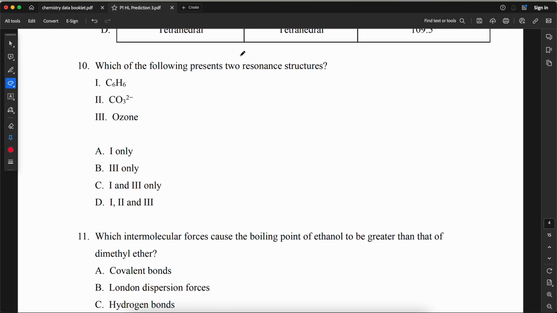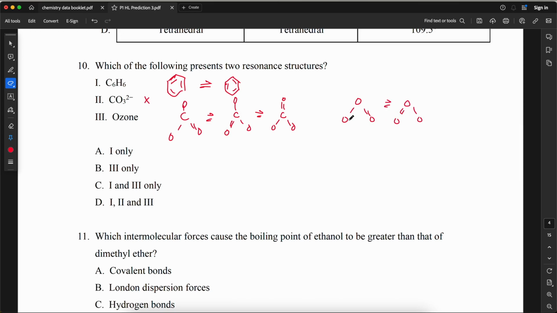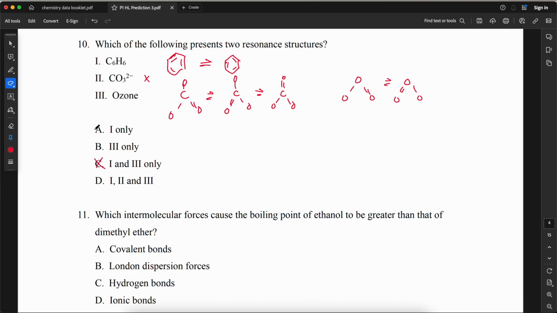Which of the following presents two resonance structures? For benzene, we can have like this, and then we can also have like this. For CO3 2-, we will have like this, and then the other one will be like this, and then the other one will be like this. So CO3 2- will not be the answer because it has 3 resonance structures, and for ozone we'll have 2 resonance structures. So the answer will be 1 and 3 only.